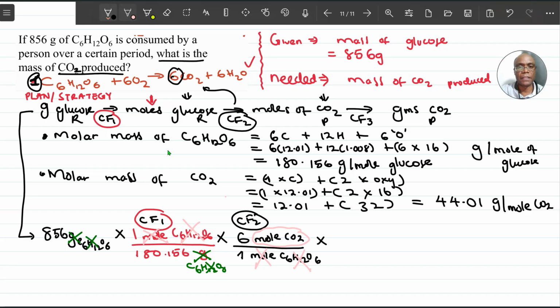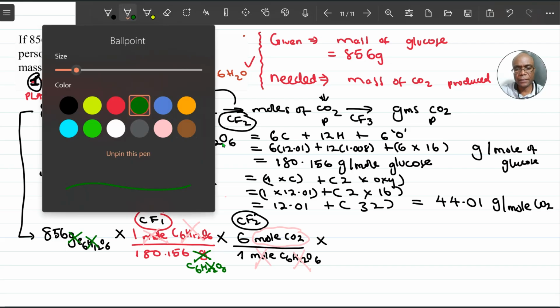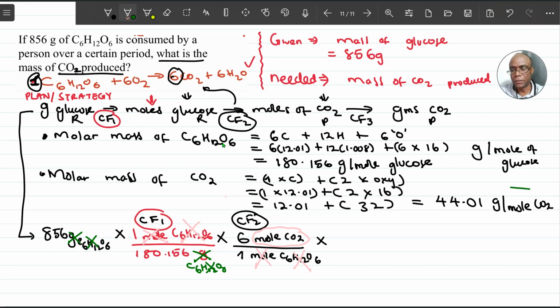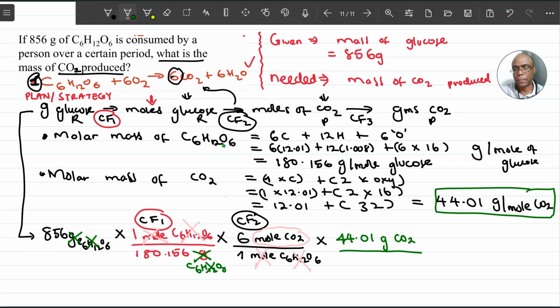So we need another conversion factor, and the next conversion factor will use the molar mass of CO2. That's already a conversion factor. So I'll put the mass in grams of CO2 as the numerator because that's where I'm going. That number 44.01 is equivalent to 1 mole of CO2. So mole of CO2 and mole of CO2 are gone. The unit of our final answer will read grams of CO2, which is what's being asked here. This process of calculation is called dimensional analysis.